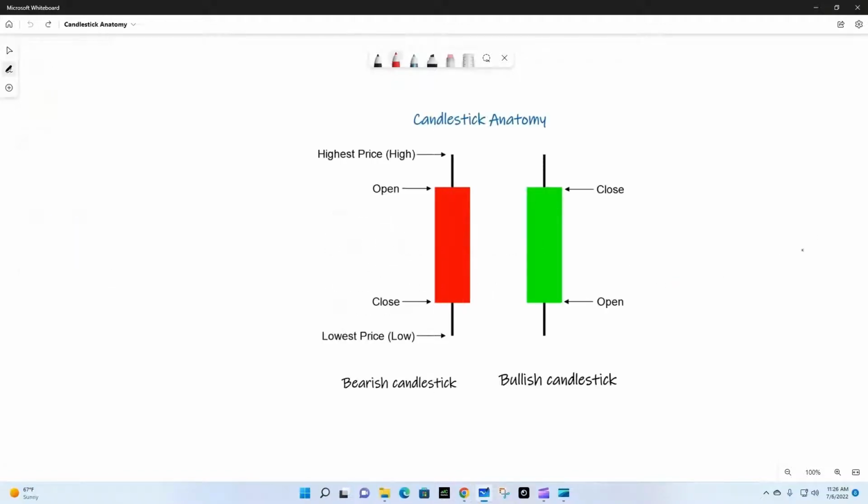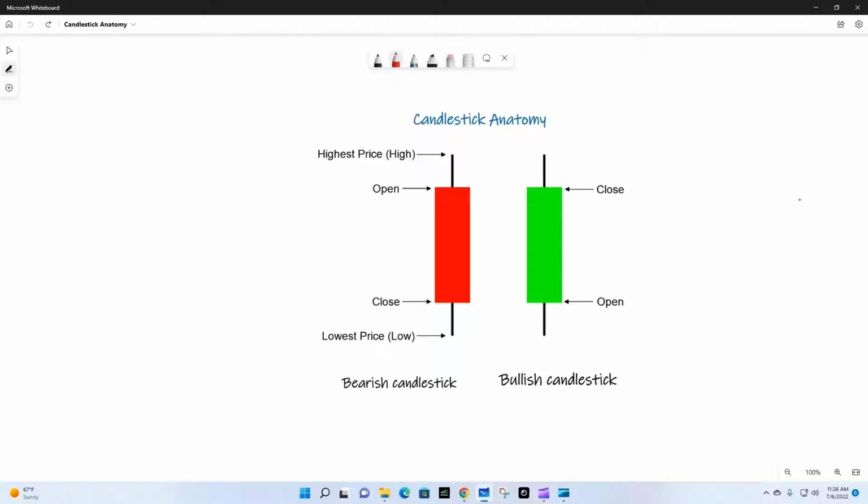A candlestick is a graphical representation of price movement. It's made up of a body and wicks. There is a bearish candlestick, commonly represented by red color. There is a bullish candlestick, commonly represented by color green. When you see a candlestick, you'll be able to see price movement during a particular session or within a specific time frame.